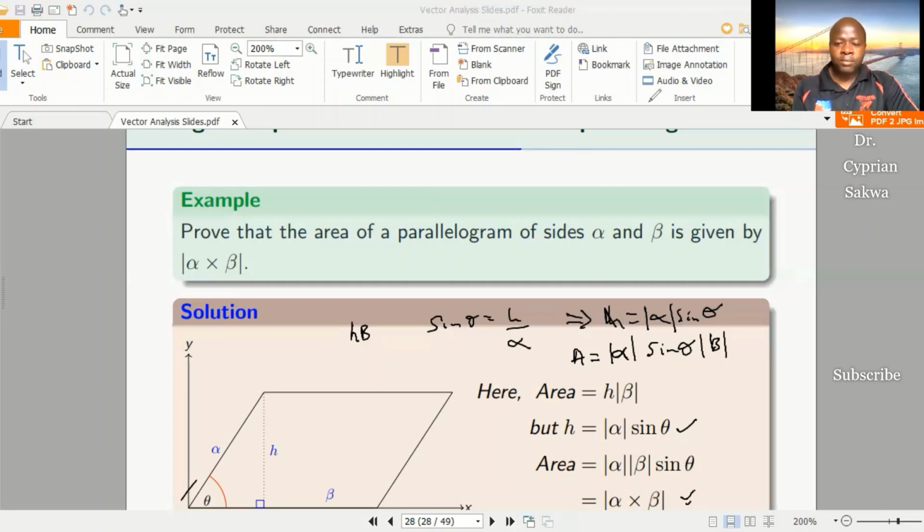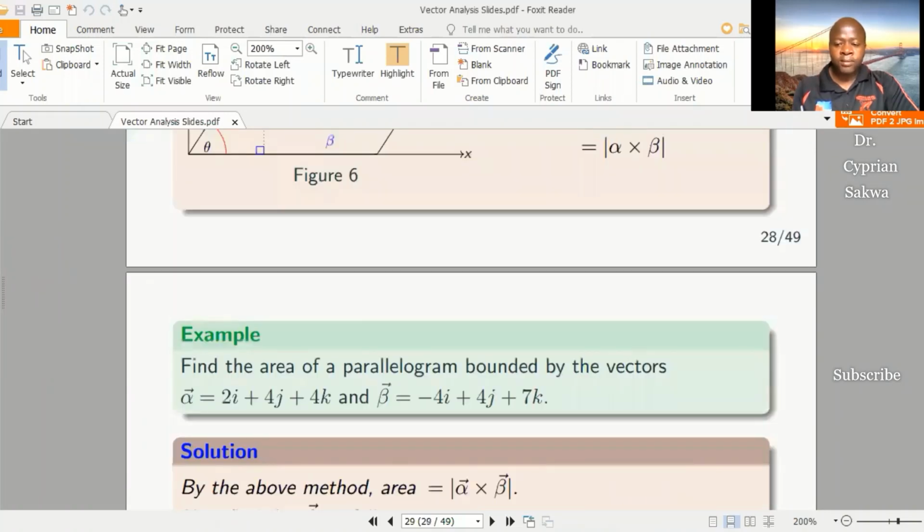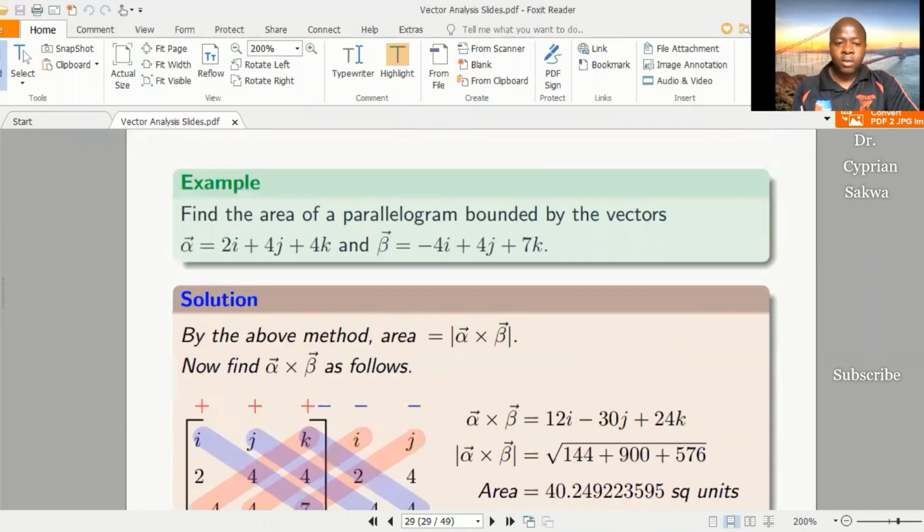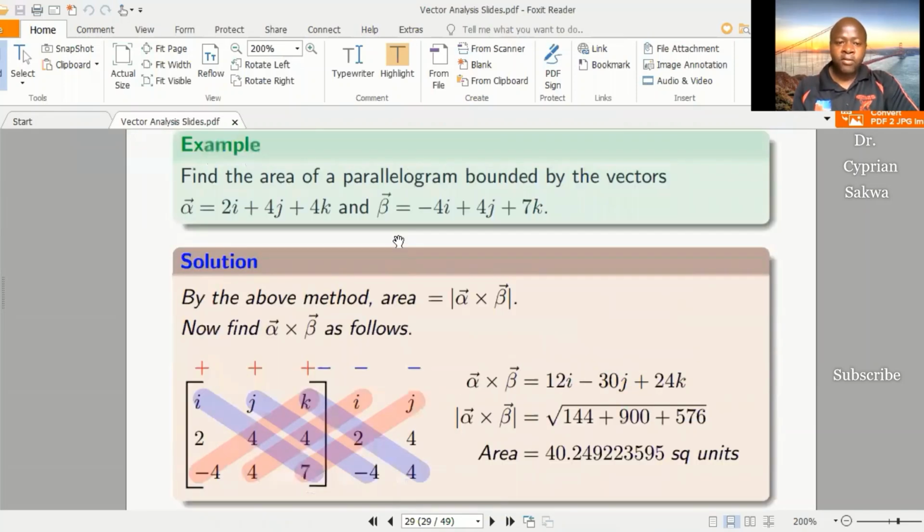So now let's look at an example of how to determine the area of a parallelogram if you are given two sides. The question is this: find the area of a parallelogram that is bounded by these two vectors, alpha and beta. What we know is that the area will just be given by the modulus, or the magnitude, of alpha cross beta. We just need to get alpha cross beta, and then after getting it, we get the magnitude.